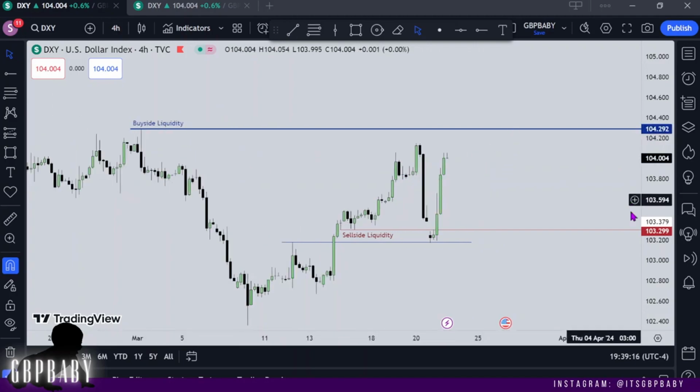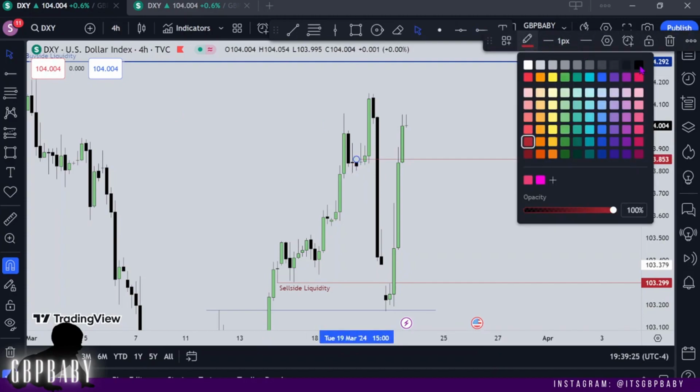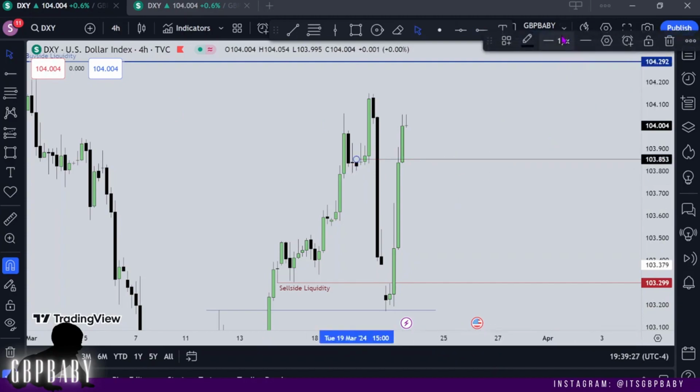And by the looks of things, I'd like to think that we can continue to push this buy side liquidity. If we are to trade higher, I am going to be looking at this down close candle here to act as a reclaimed bullish order block. Now, a reclaimed bullish order block is quite complicated. It takes time to get used to.